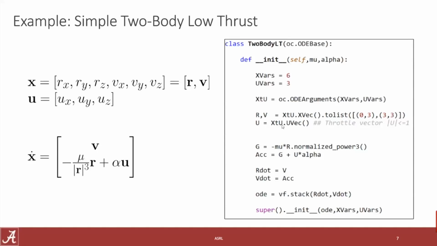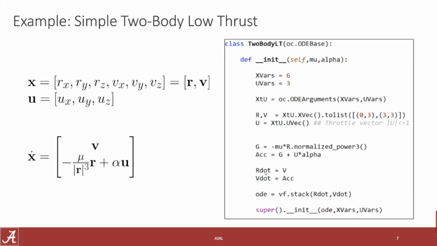Then we do something similar with control. So this is essentially the engine throttle. Now we can compute G exactly how we did previously with 2-body. It's minus mu, R normalized power 3. Ta-da, you have ballistic 2-body motion, but your acceleration in this low thrust problem is your size 3 acceleration due to the planet plus the control vector scaled by the scalar alpha. So now you've got acceleration.